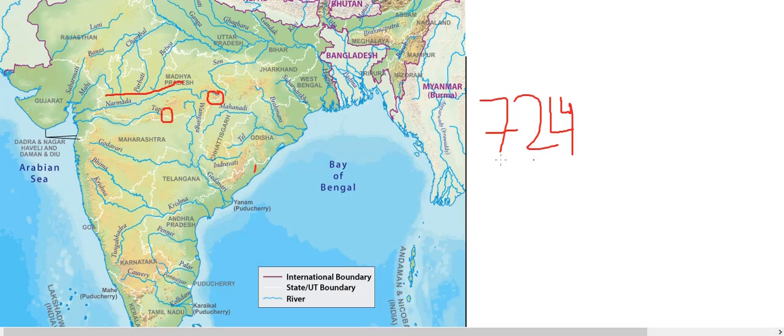So both Narmada and Tapi drain out to the Arabian Sea. This is important, guys. Okay, the length is around 724 kilometers. Okay, so this was about Tapi.